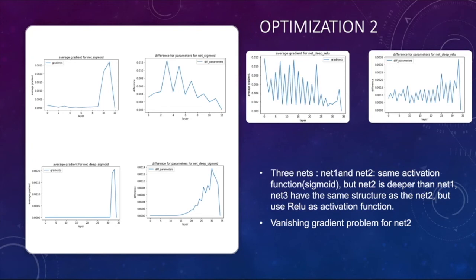Then, we have built 3 networks. Net1 and net2 have the same activation function, Sigmoid, but net2 is deeper than net1. Net3 has the same structure as net2, but with the ReLU activation function, and we plot the average gradient and the difference of parameters by layer. Look at the graph. We can find that there is a vanishing gradient problem for net2, which is deeper and has the Sigmoid activation function.